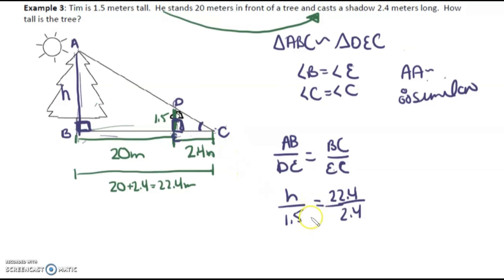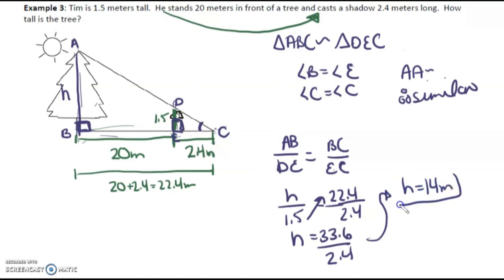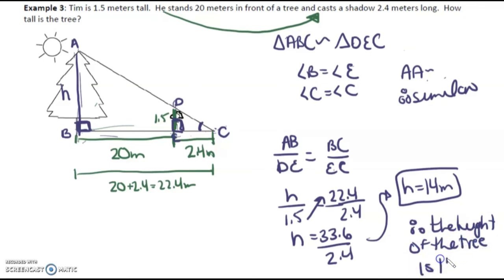If we cross multiply, we get H equals 33.6 over 2.4. H equals 14 meters. Because this is a word problem, we want a therefore statement. Therefore, the height of the tree is 14 meters.